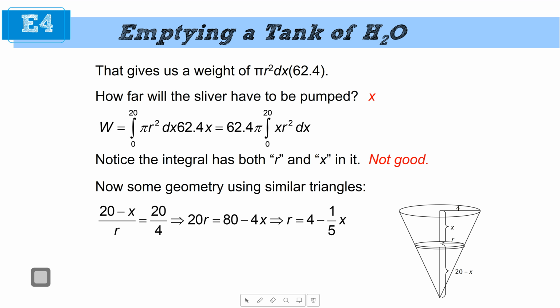Okay. 20 minus x, the height of the small triangle, over r, the radius or base of that triangle, is equal to 20 over r. So big triangle inside little triangle. This pops up all the time. This is why they give you conical tanks, even though nobody uses a conical tank.